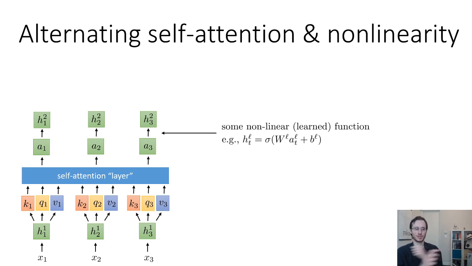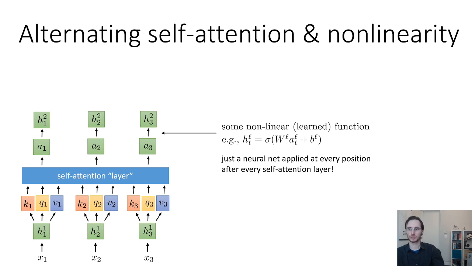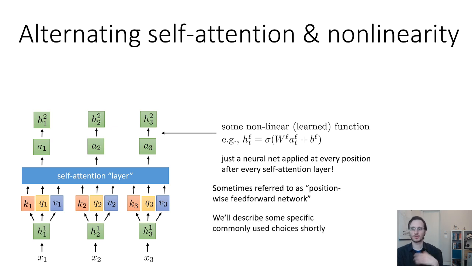You can think of self-attention as exchanging information between time steps, and this position-wise function as processing that information. Self-attention is like the memory fetch, and this thing is the actual computation. Then we do another memory fetch, then another computation, then another memory fetch. So it's just a neural net applied at every position after every self-attention layer, and sometimes this is referred to as a position-wise feed-forward network. We'll describe some specific commonly used choices shortly, but for now it's just some kind of learned nonlinear function applied independently at every time step, and then you alternate self-attention, nonlinear function, self-attention, nonlinear function. And it's a different self-attention, a different nonlinear function each time.